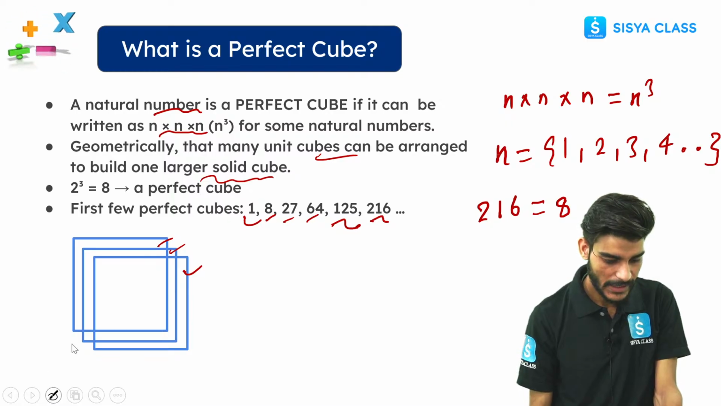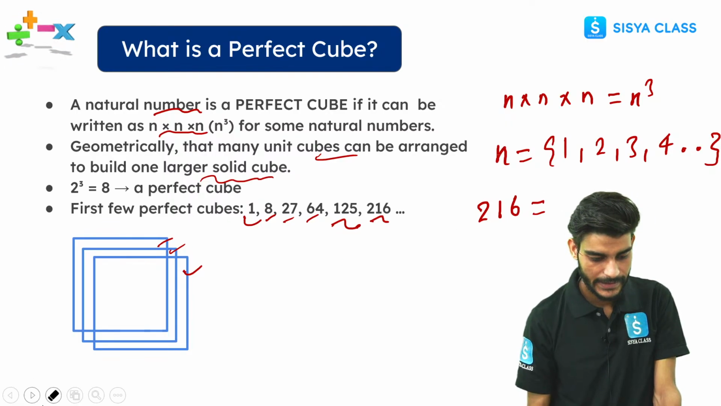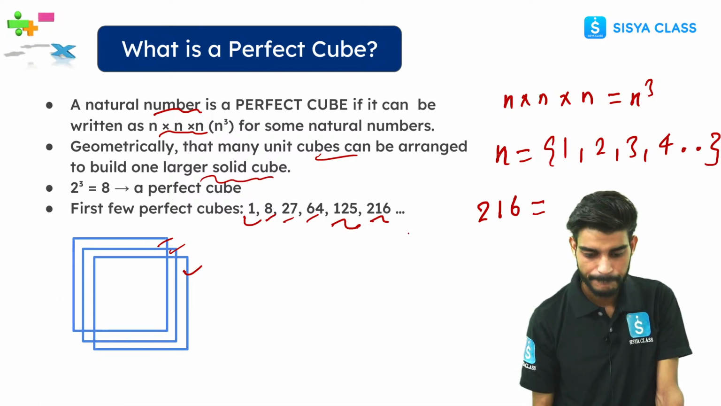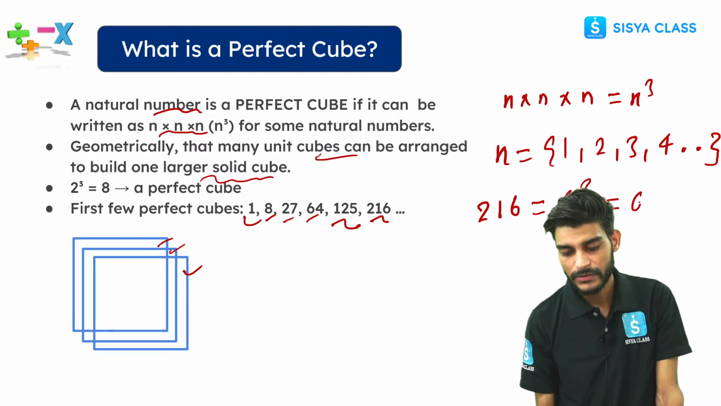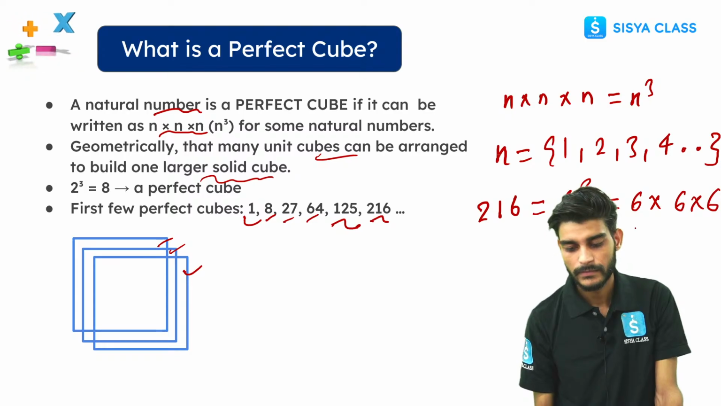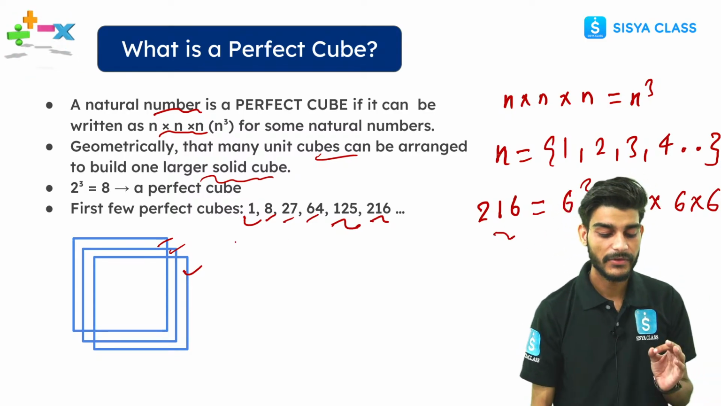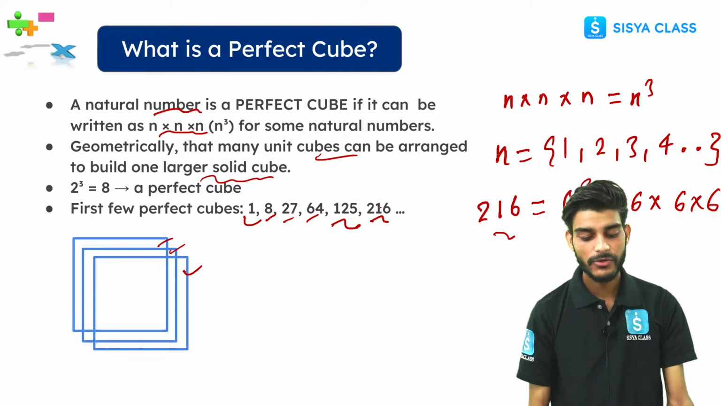If I take the power of 6 here, which number are you forming? 6 cube, which is basically 6 into 6 into 6, right? So 6 cube is 216. So these are the first few perfect cubes: 1, 8, 27, 64, 125 and 216.